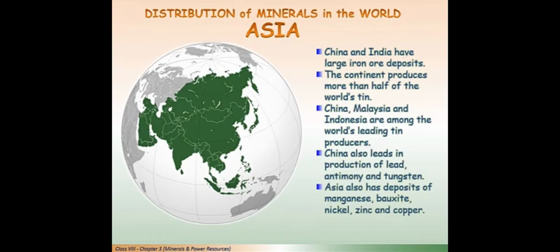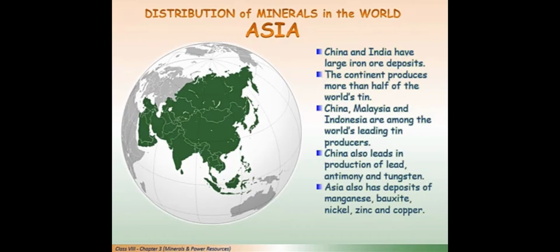And half of the world's tin is produced in Asia. Tin is used when mixed with copper to make bronze. So this tin is also a mineral. Half of the world's tin is produced in this Asia continent only. China, Malaysia and Indonesia are leading producers of tin. China is also a leading producer of many things, like lead, antimony, tungsten, etc.